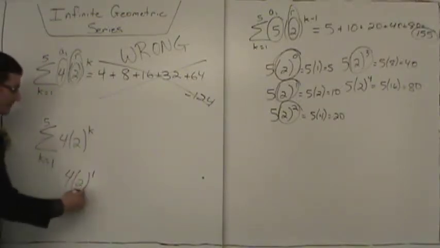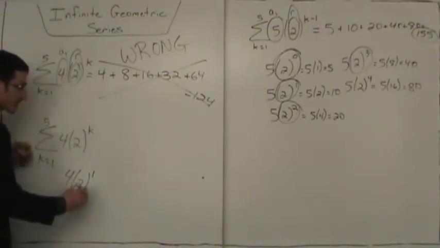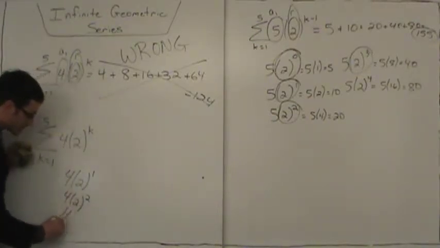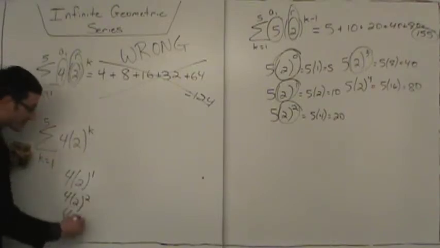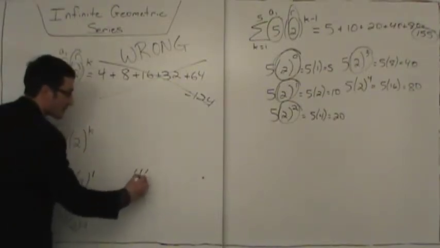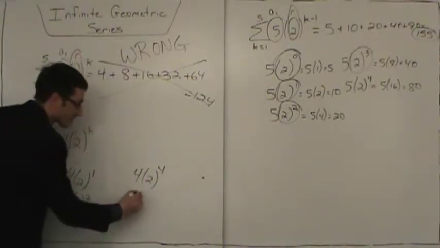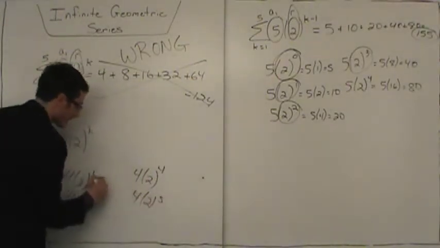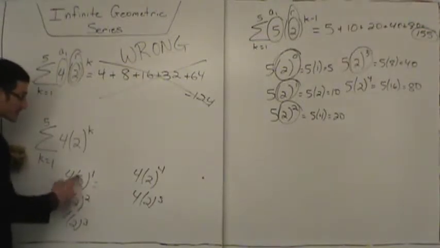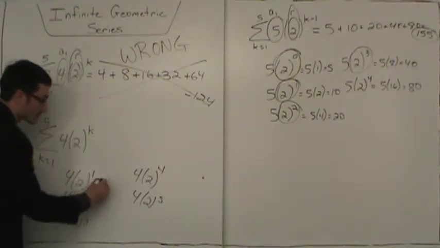Putting in 2 for k, we get 4 times 2 squared. Putting in 3 for k, we get 4 times 2 to the third. Then 4 times 2 to the what? Putting in 4 for k, 4 times 2 to the fourth. Putting in 5 for k, 4 times 2 to the fifth. Okay, we've already done 2 to the first. 2 to the first is 2 times 4. So we get 4 times 2, which is what?